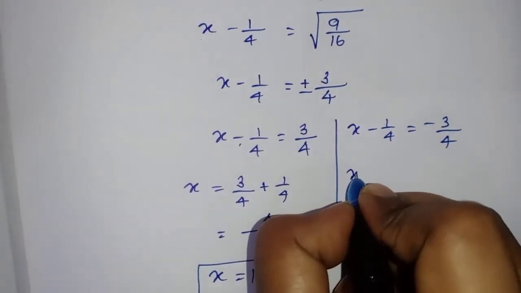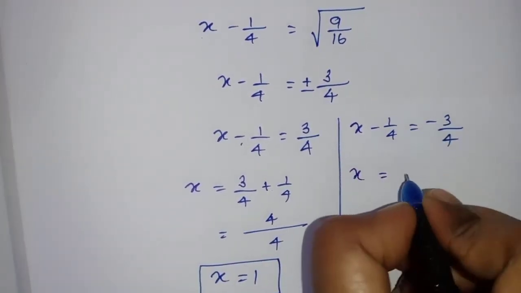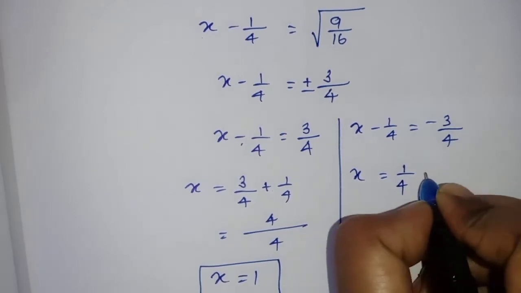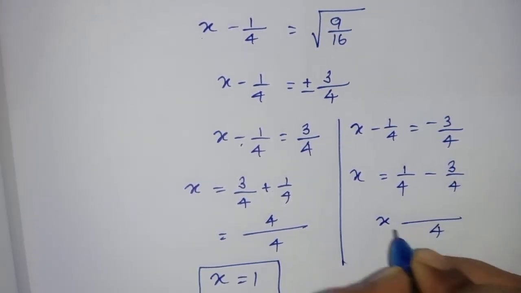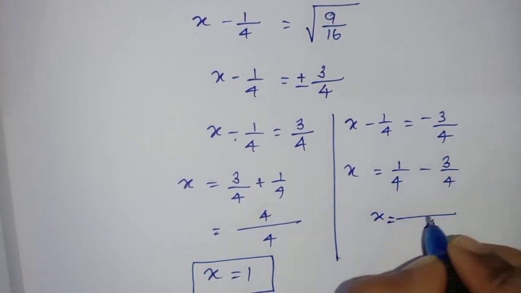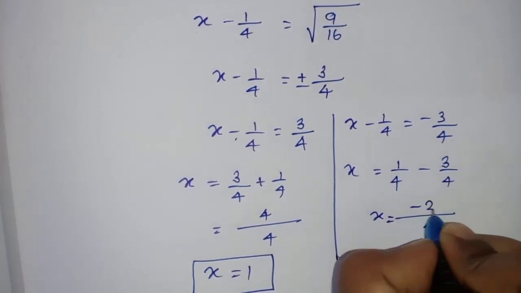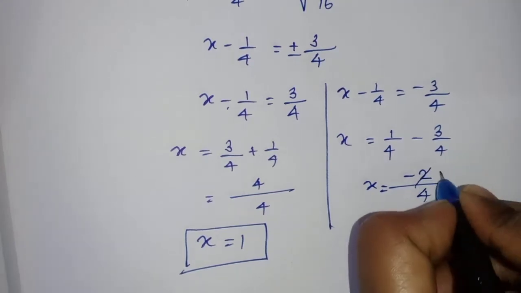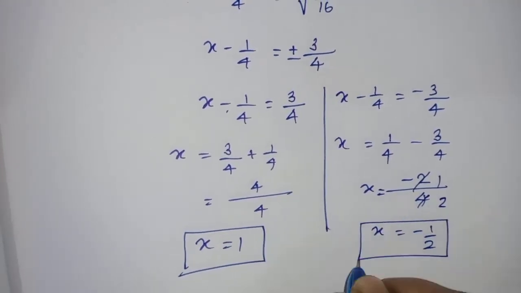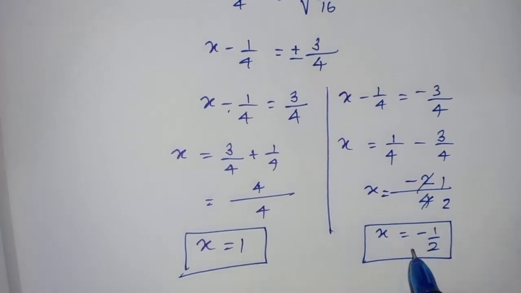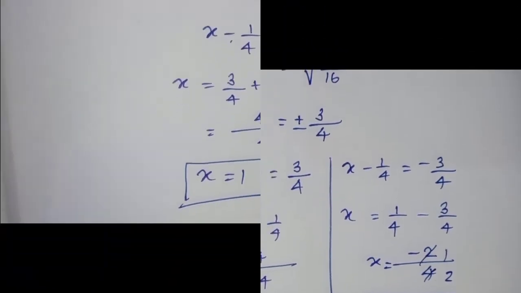Okay. Here, x is equal to minus 1 by 4 goes to that side plus 1 by 4. Here, we have minus 3 by 4. Now we can subtract same denominator. So write the denominator and subtract the numbers 1 minus 3 is minus 2. Okay. Now we can cancel 1 by 2. So x value minus 1 by 2. Okay. So we have x value 1 and minus 1 by 2. This is the answer.